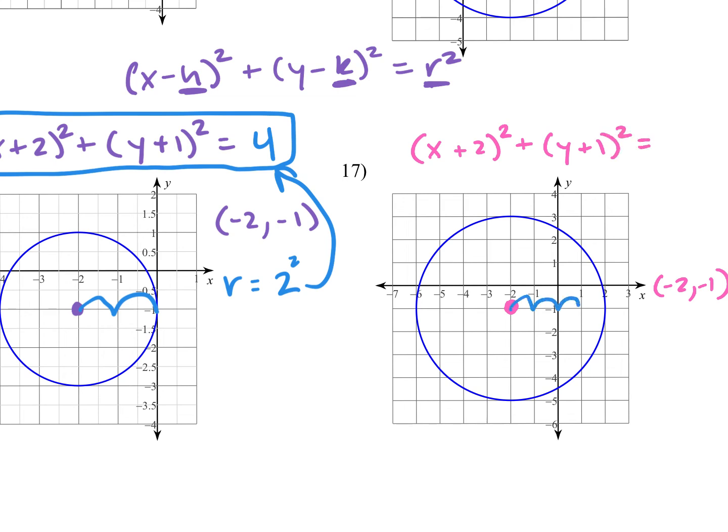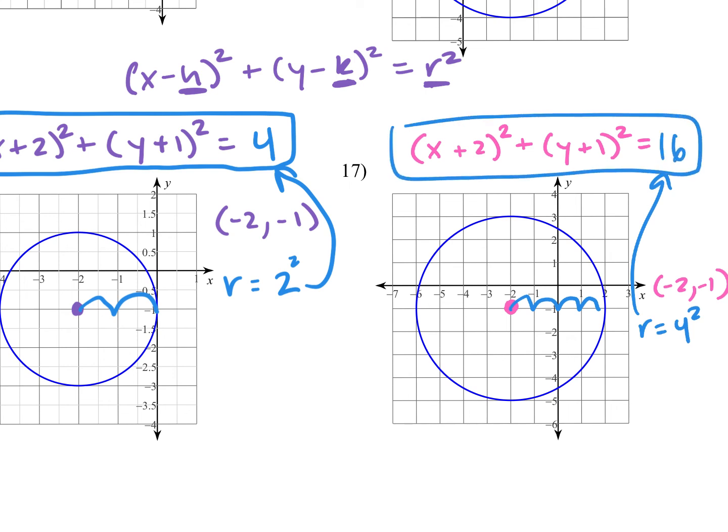We go 1, 2, 3, 4. So if our radius is 4, what's going to go into the equation? 16, because it'll be 4 squared. So here our axis goes by 1, so we just count how many boxes.